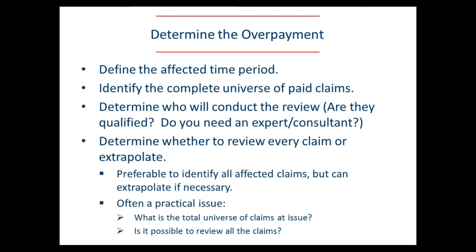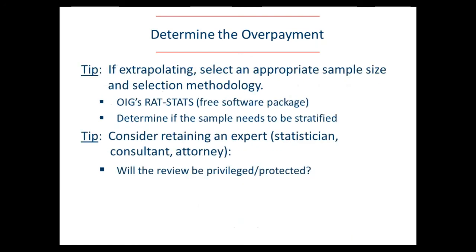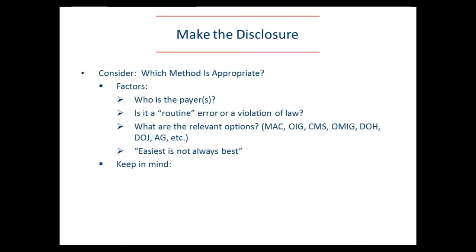It's generally preferable to do all claims. We know that that's often not possible from a practical perspective. The universe of claims may be thousands, and nobody has the resources to look at thousands of claims. So you can extrapolate, but you want to keep that in your consideration. And there are things to consider with regards to extrapolation, such as statistics, whether you're going to retain an expert, and whether you're going to put it under attorney-client privilege through a Kovel agreement or the like.